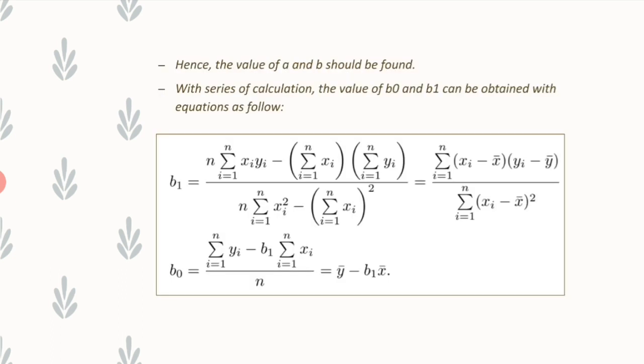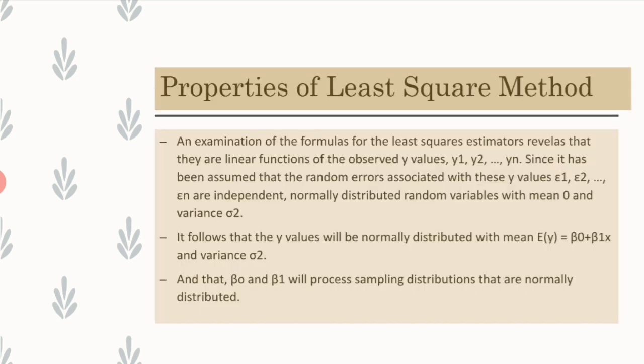Hence, the values of b0 and b1 should be found. With a series of calculations, the values of b0 and b1 can be obtained with the equations as follows. You can see this in the slide, the formula to find b1 and b0. Next, properties of the least square method.